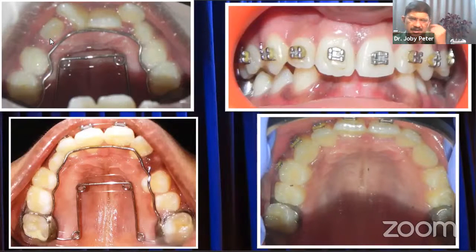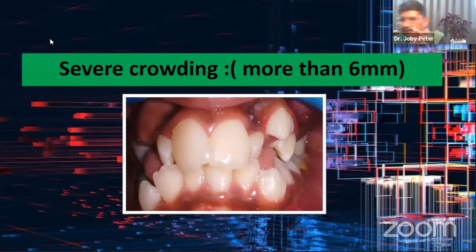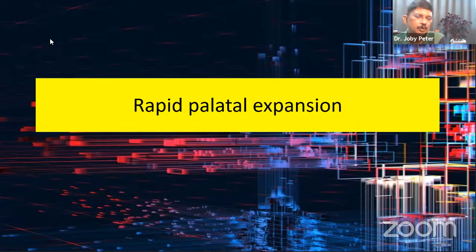Here is an arch I can't even take a picture of: expanded with the quad helix from inside, started straight wire from outside, and finished with a non-extraction protocol. Now imagine if the patient has severe crowding. I'm almost done, 5 more minutes. Severe crowding of more than 6 mm. The option would be a rapid palatal expansion.